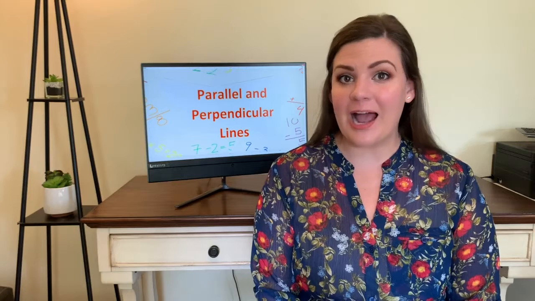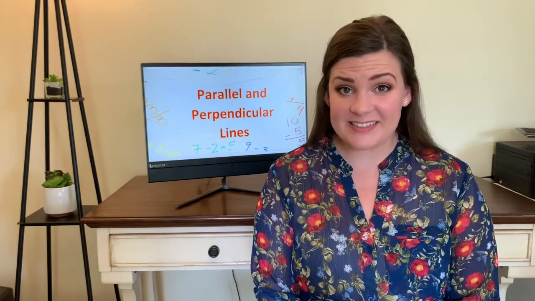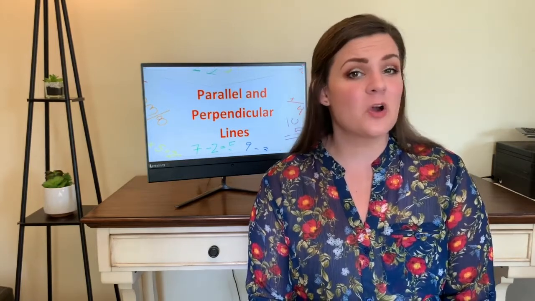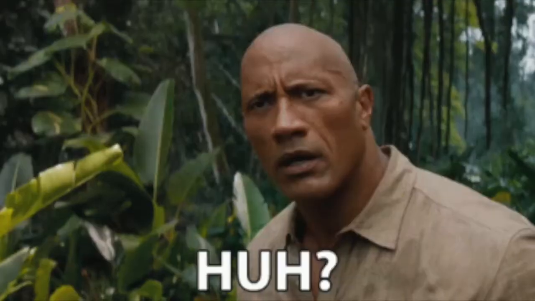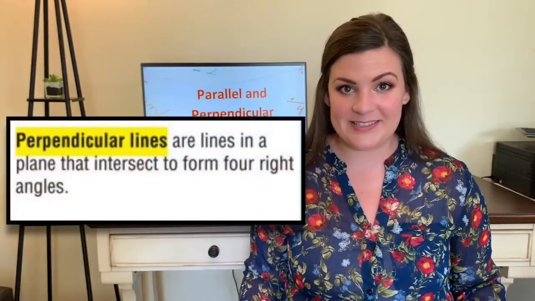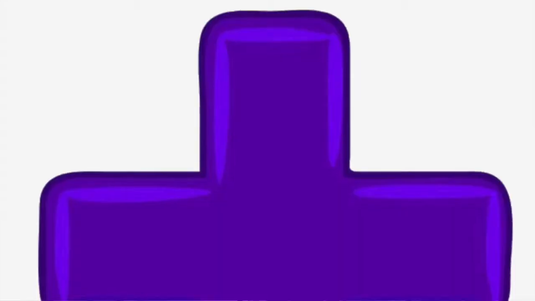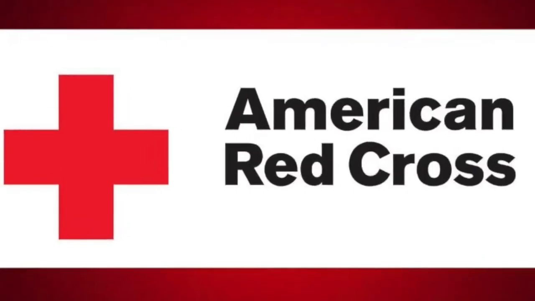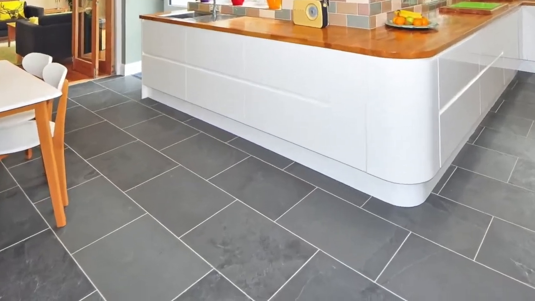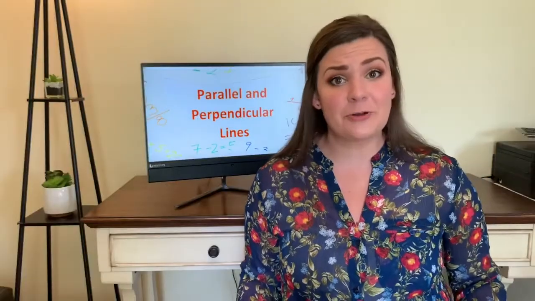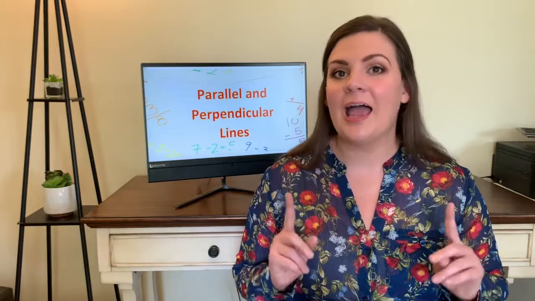Did you know there are actually special kinds of intersecting lines? Perpendicular lines are a special kind of intersecting line. What makes them so special? Their corners square up. Lines that cross once and form perfect square corners are what we call perpendicular lines. We see perpendicular lines in this addition sign, the American Red Cross, the letter T, and your kitchen floor, just a few of the perpendicular lines that you've seen. Perpendicular lines are both intersecting and perpendicular.